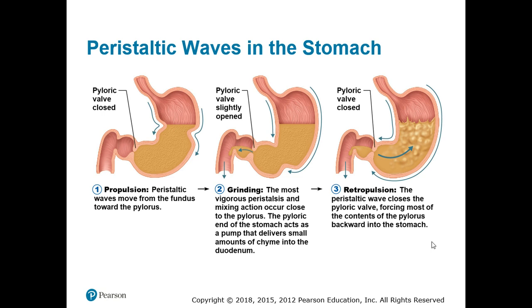So here's a picture that illustrates those activities within the stomach. Here, propulsion, you can see the contractions moving the food down towards your pylorus. When it reaches the pylorus, it causes a little bit to go into your small intestine. So again, the pylorus at the end of the stomach acts as a pump and only delivers a small amount, and the rest of it gets propelled backwards, or retropropulsion, moves it back towards the stomach.